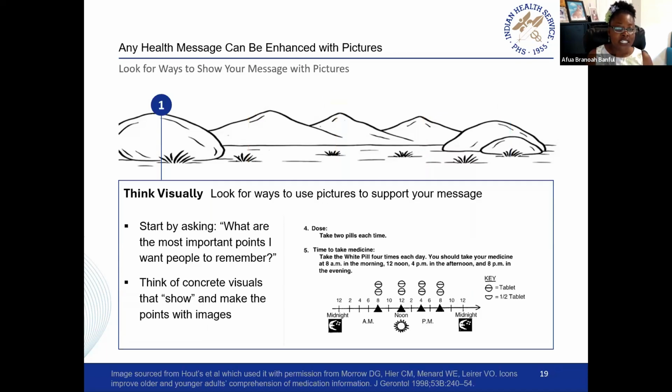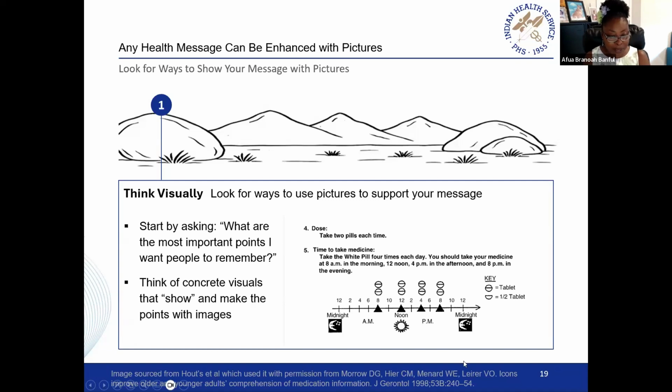Now, let's take each of these core principles and say a little bit more about them. I did mention this before. Any health message can be enhanced with pictures, anything. The work you need to do is ask, what are the most important points I want people to remember from whatever it is you're sharing? And then do some work to think of concrete visuals that show the point or make the points with images, right?